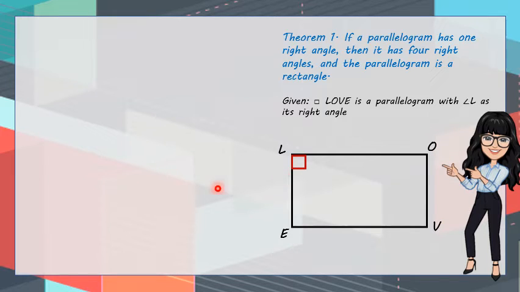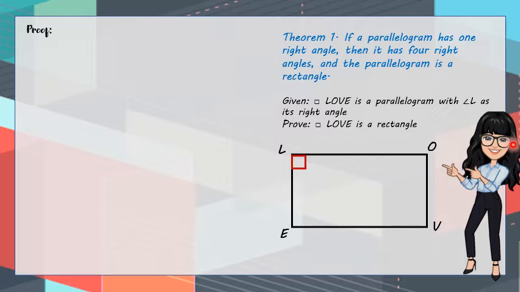You can also call this one parallelogram OVEL, or you can have VELO or ELOV, or you can also go in reverse, OLEV, something like that, just as long as the letters follow in order according to the figure. So we have the given statement. We will be proving that this parallelogram LOVE is a rectangle. So our given here is a parallelogram with right angle at angle L. We will be proving that this parallelogram LOVE is actually a rectangle.